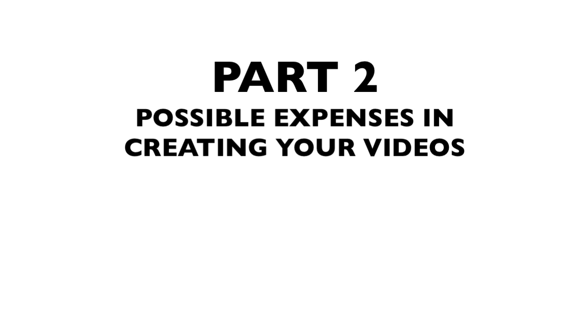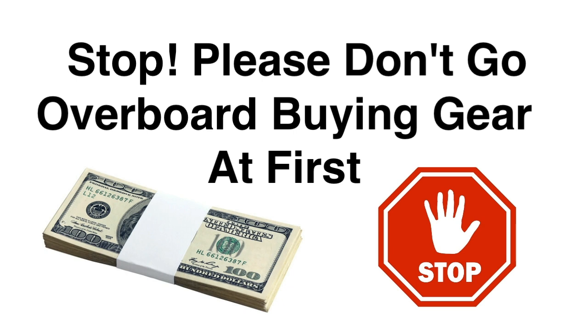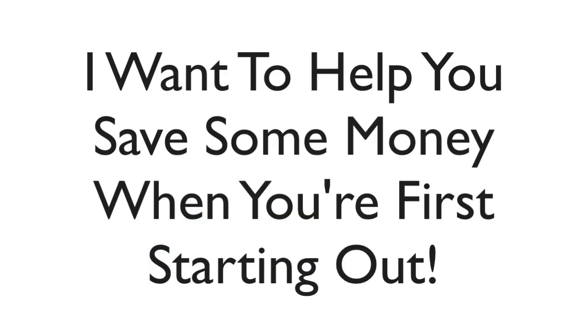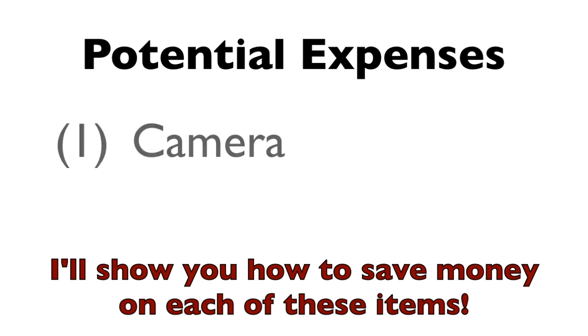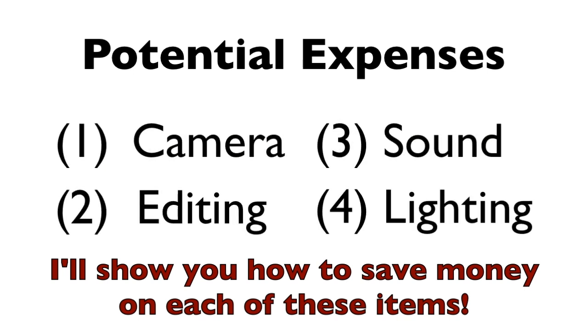Okay, part 2, tips on recording your audio and your video. Now wait, please stop. Don't go overboard in buying gear at first, because I want to help you save some money when you're first starting out. Now, there are some potential expenses that you may incur when you get started with YouTube. So these potential expenses could include things like a camera, editing equipment, sound equipment, and lighting. But don't panic, I'll show you how to save money on each of these items.